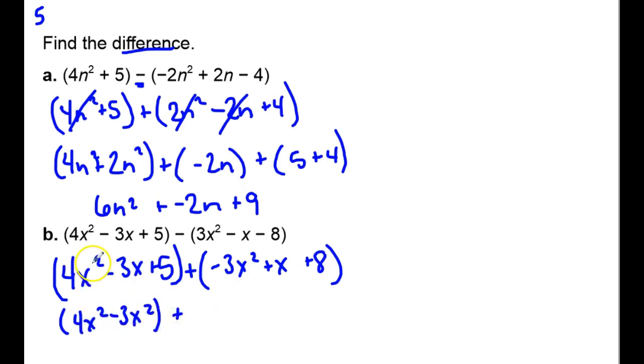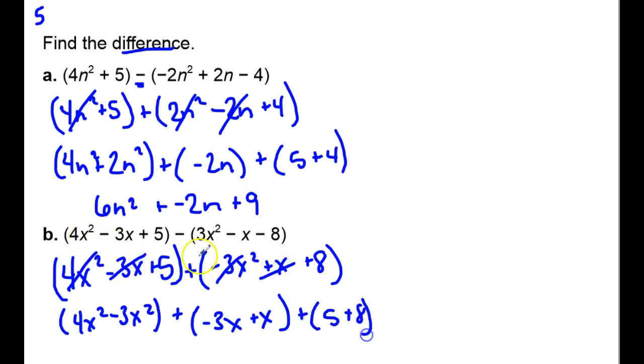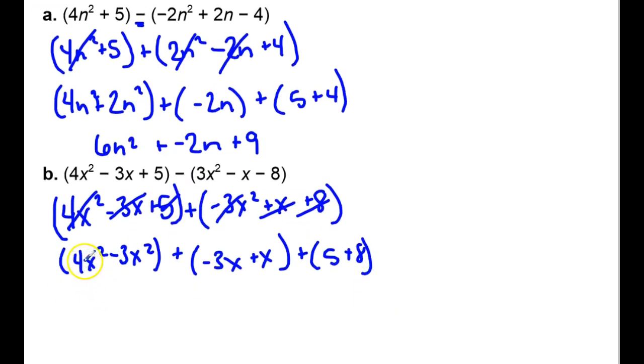and add. So I have my x squareds that are taken care of. Now I'm going to deal with my x's, right? I've got a negative 3x and an x, and then I've got a 5 and an 8. And those are my constants that are taken care of. So now I can just go ahead and add. 4x squared minus 3x squared is just 1x squared.